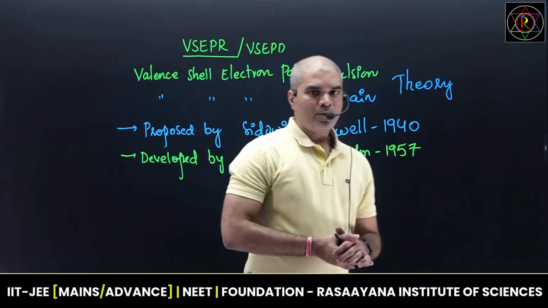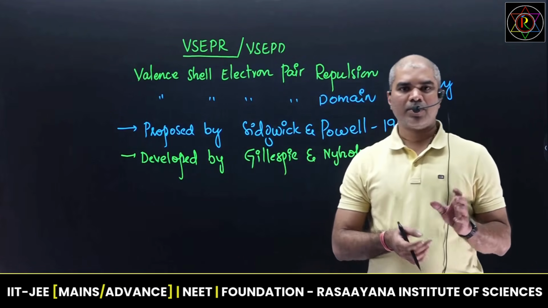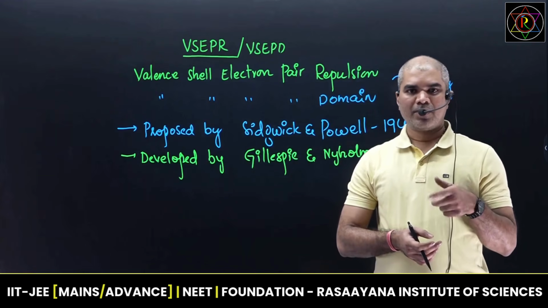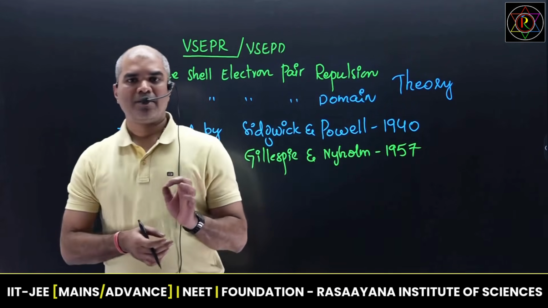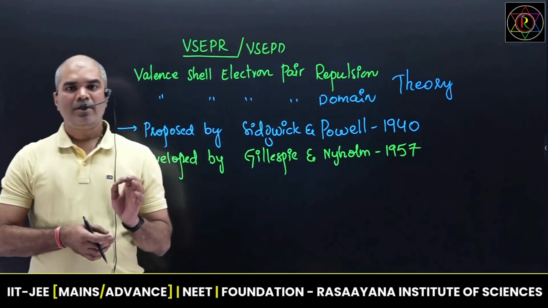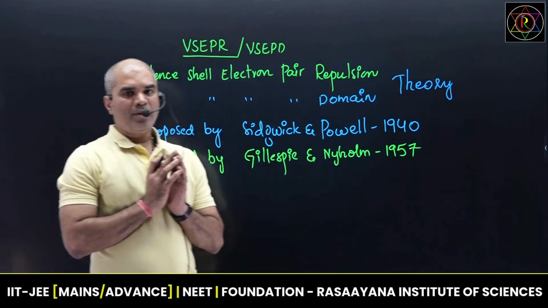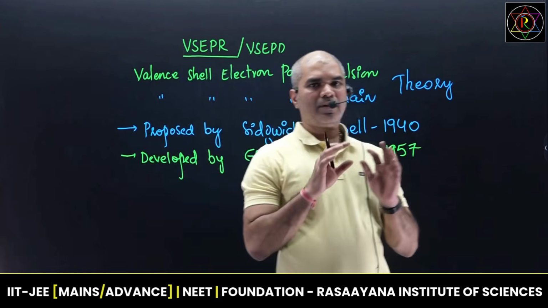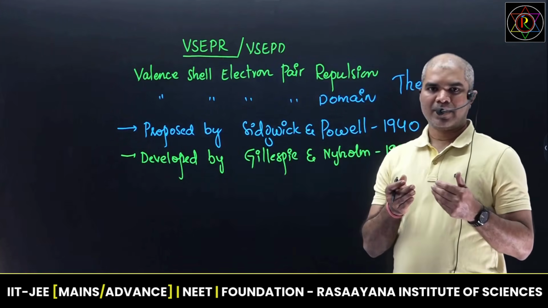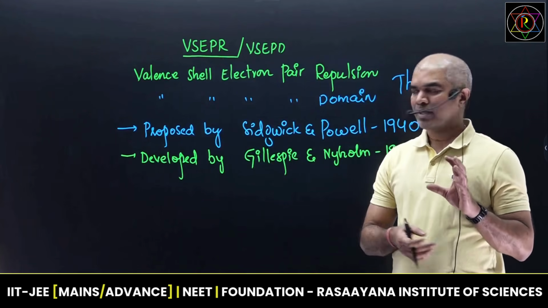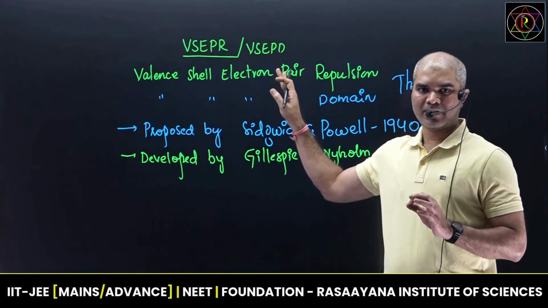What is the theory based upon? If I want to know the geometry of a given molecule, I should have an idea about the central atom and the atoms surrounding it, or the bonded atoms. Once I am aware of the central atom and the bonded atoms, then I have to consider the valence electrons of the central atom. So how many valence electrons are present, how the bonding pairs are arranged around the central atom, what are the repulsions between them, and how does it lead to geometry? That is all about VSEPR theory, valence shell electron pair repulsion theory.